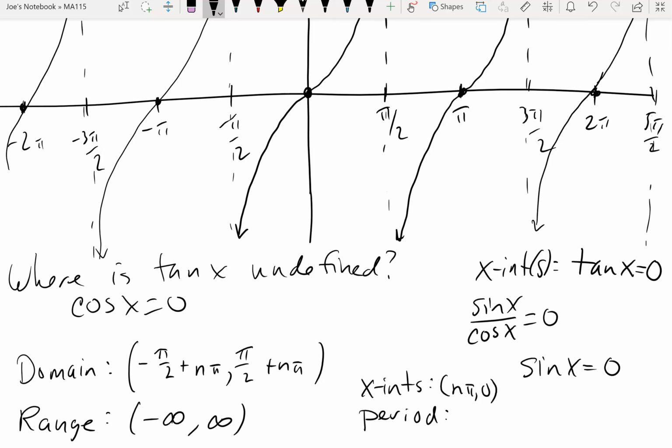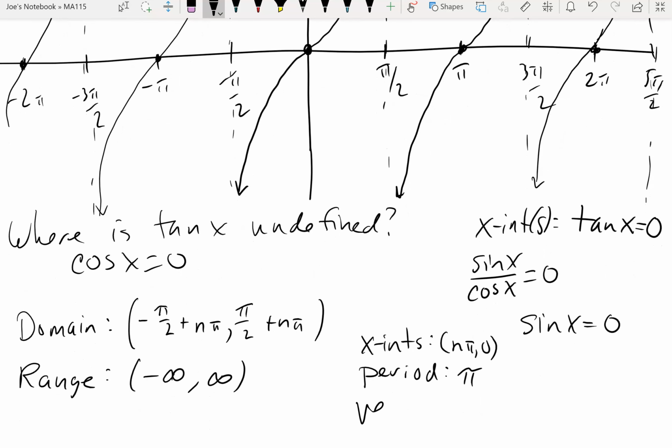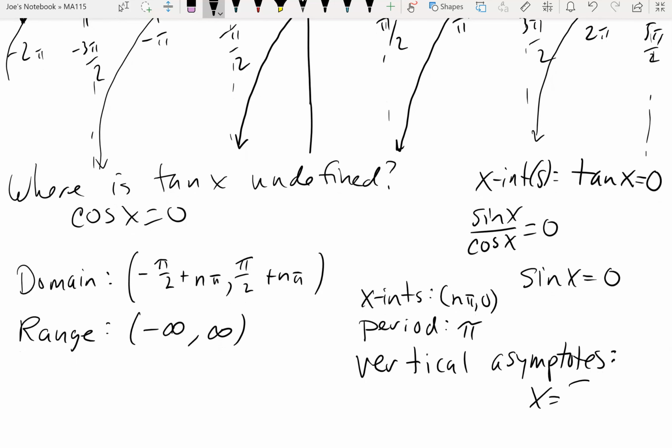How about the period? How long does it take for this graph to repeat? Does it take a whole 2 pi to start repeating? No, it's just an interval of pi, right? So that's a difference between tangent and sine and cosine. Besides the fact that we've got asymptotes, the period is different. And then just to write down the vertical asymptotes, the equations are x equals pi over 2 plus multiples of pi.